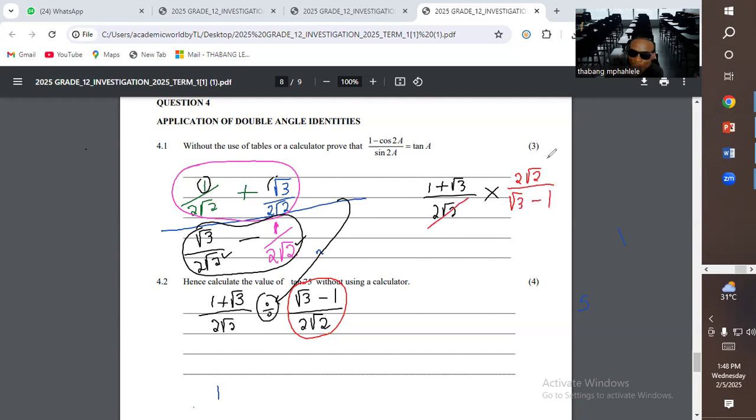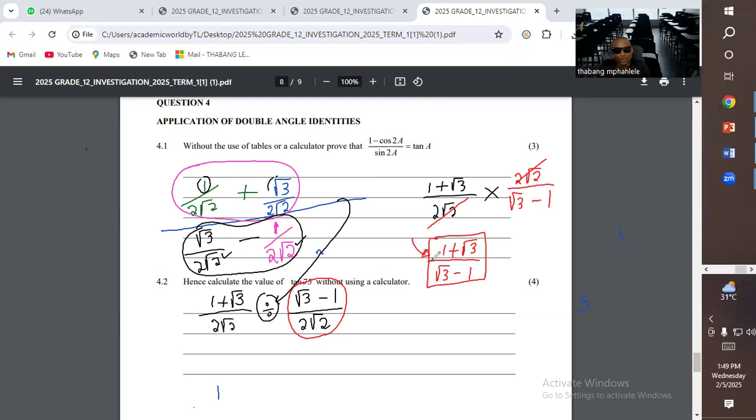Now cancel this. We are left with 1 plus root 3 over root 3 minus 1. So I'm not sure if they will give you 4 marks up to this answer that I've reached here, 1 plus root 3 over square root of 3 minus 1. But I know we can try to rationalize further. There are a lot of things that we can do from here. But if you reach this point, guys, I'm happy. If you reach this point, that's it.